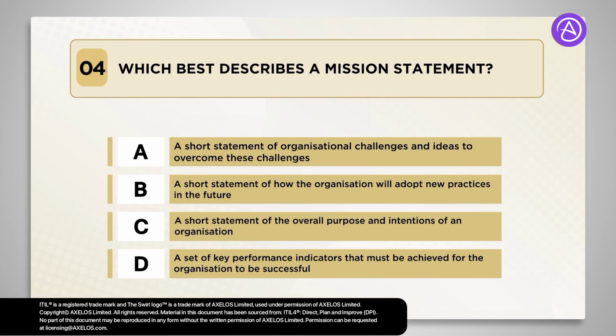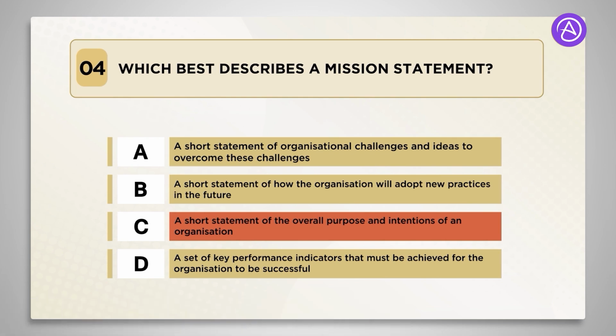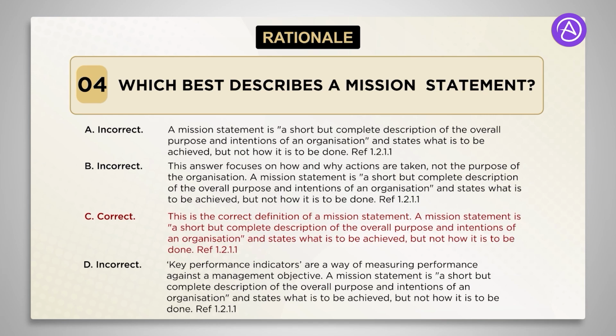The correct answer to this question is C, a short statement of the overall purpose and intentions of an organisation. So when we understand that, we can see that we can discount A and B because they don't describe the purpose or intent. They talk more about what needs to be done.